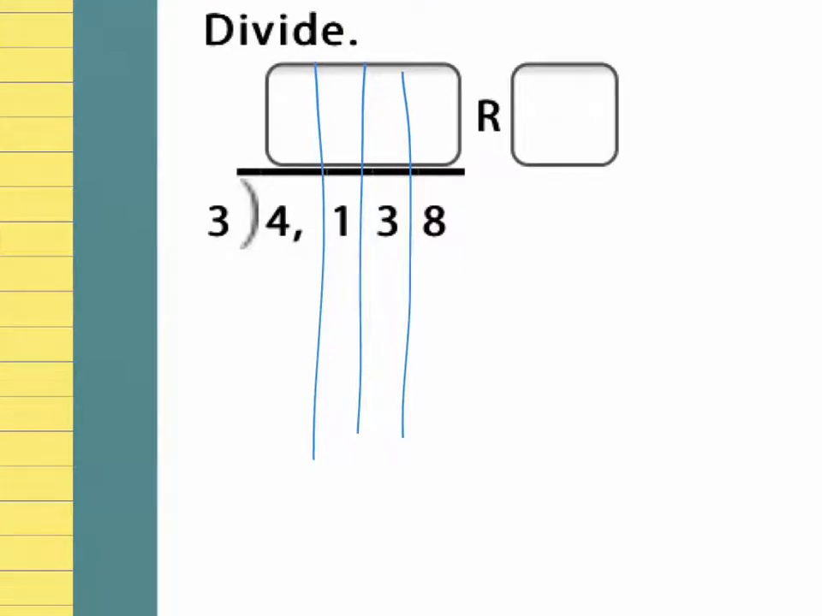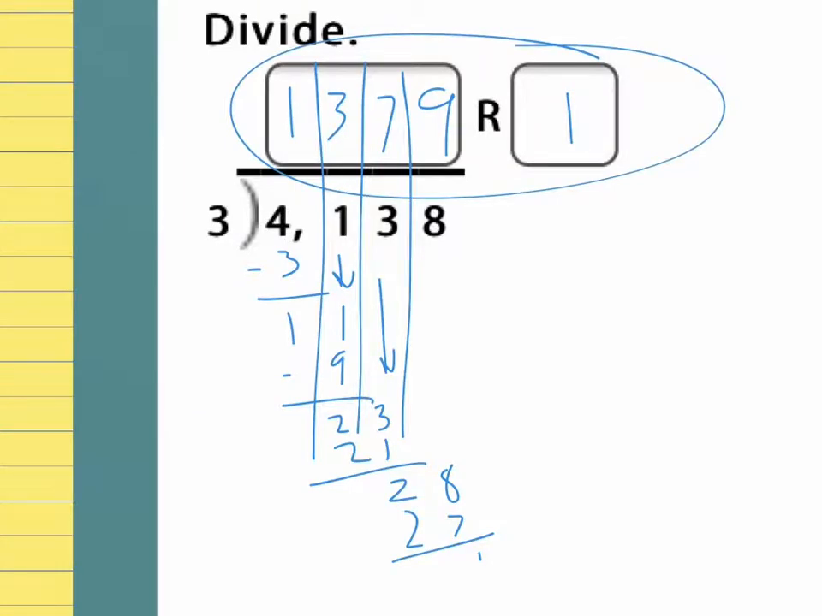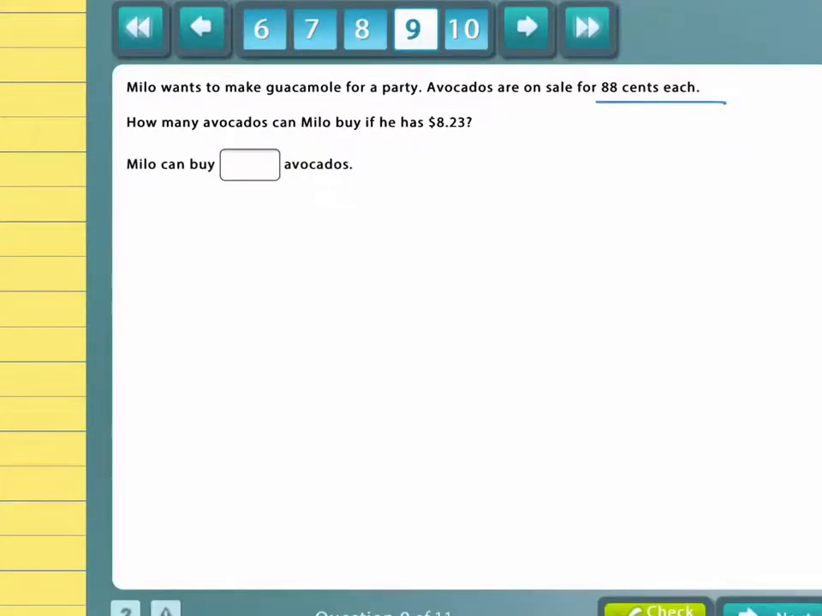3 will go into 4,000 one time, and you end up with 1,000 left over. Bring it down. 3 will go into 11 3 times. Subtract that. Bring it down. 3 will go into 23 7 times. You get 2 left over, bring it down. 3 will go into 28 9 times, and that's 27, and there'll be 1 left over, so your remainder is 1. 1,379, remainder 1.